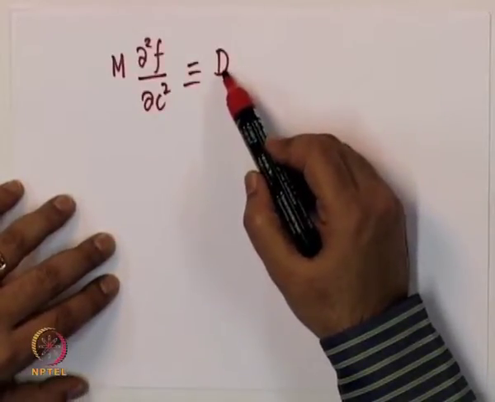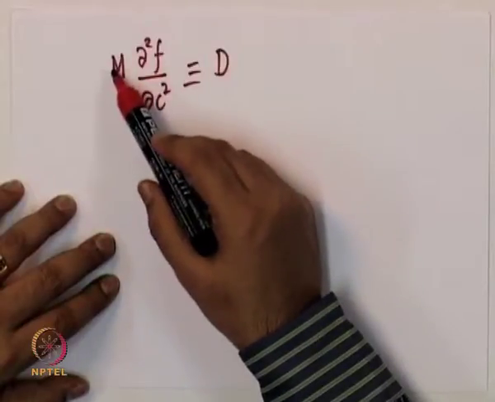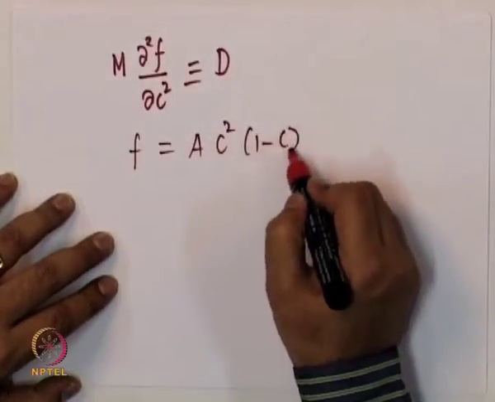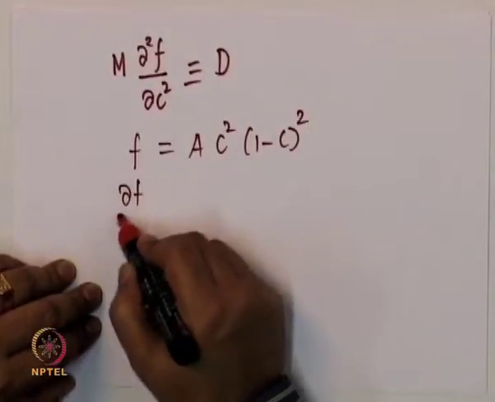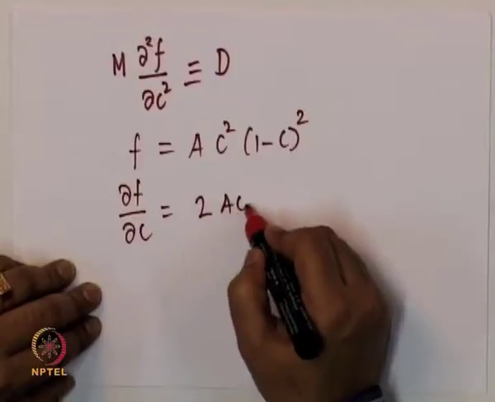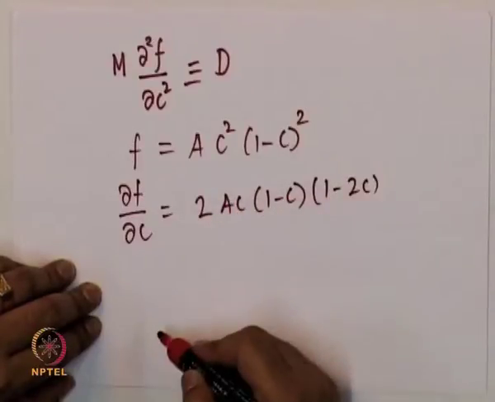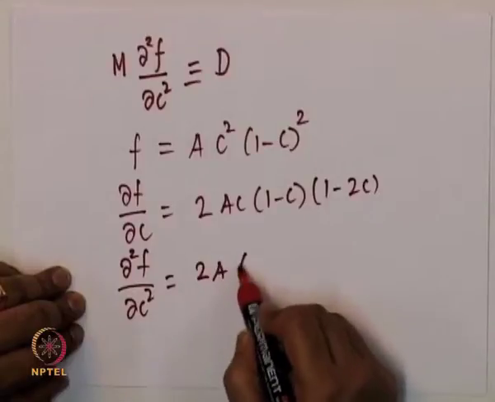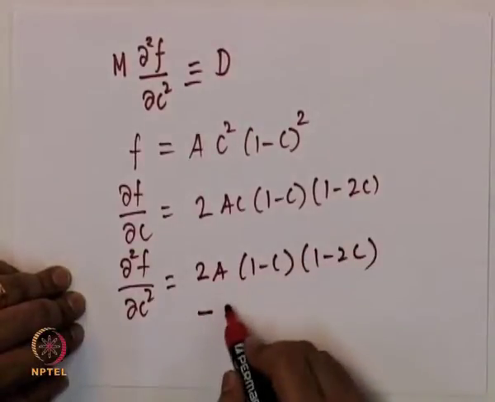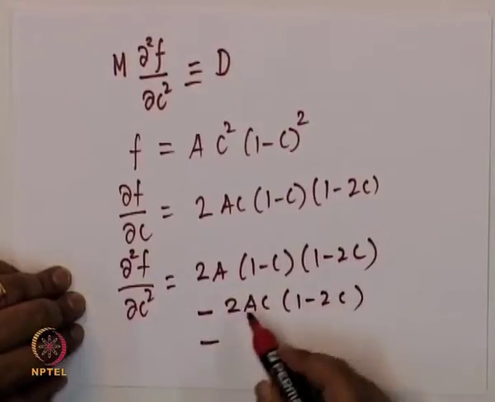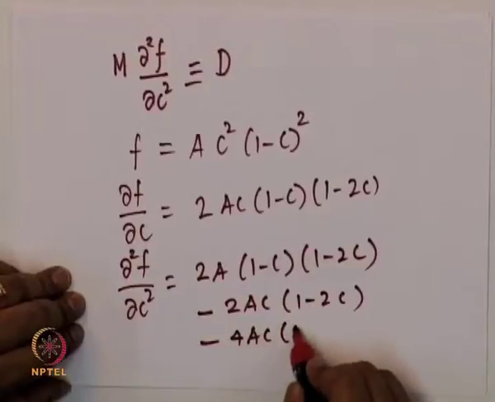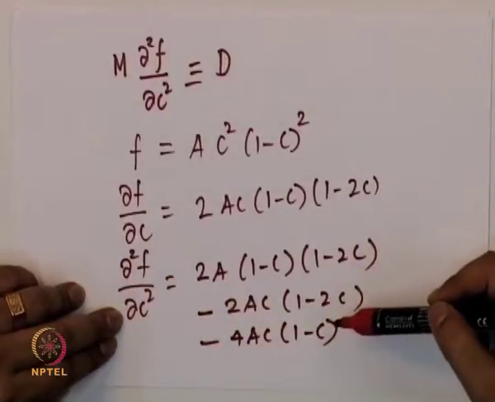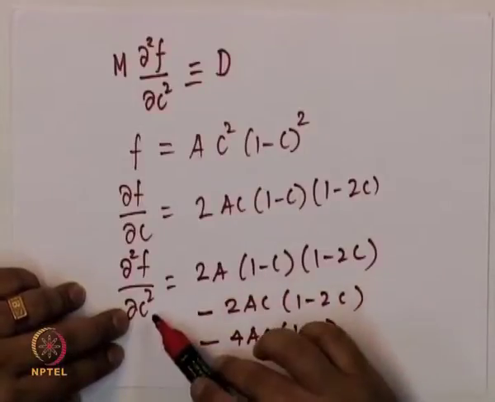So, if I want to keep D a constant, because in the phase field model we deal with m, and the usual f that we assumed, f was assumed to be a c squared into 1 minus c whole squared. So, ∂f/∂c will be 2ac(1 − c)(1 − 2c), and ∂²f/∂c², this also we calculated yesterday, will happen to be 2a(1 − c)(1 − 2c) − 2ac(1 − 2c) − 4ac(1 − c). As you can see, ∂²f/∂c² takes a value of 2a when c is equal to 0 or 1, right.